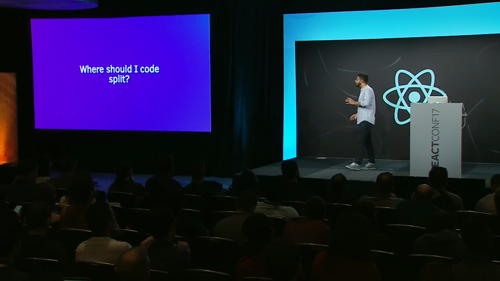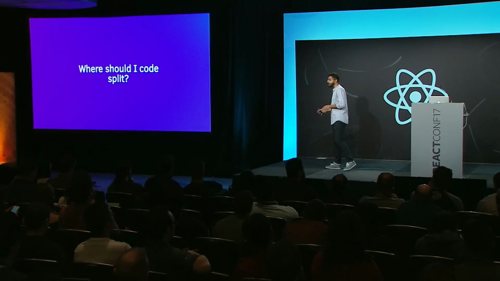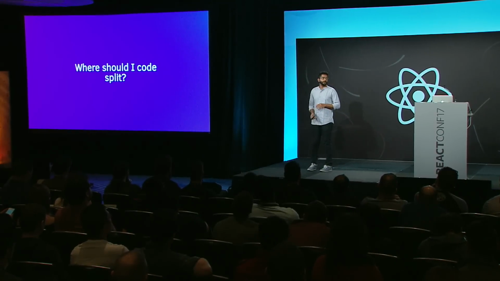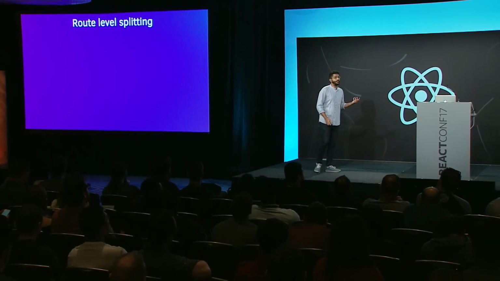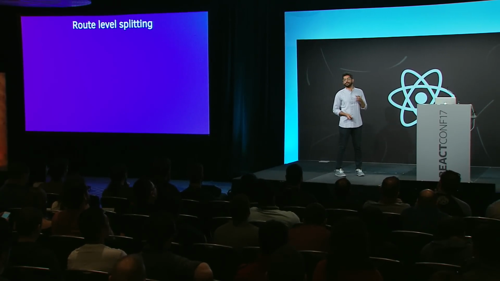Now, the next question that comes to mind is, where should I code split? So we know that we need to do it. We know how to do it, but where should I code split? Route level splitting. This is probably the most intuitive one. I mean, everyone sort of gets it immediately. It's almost always the best place to start. But this only works if your routes are very distinct from each other, right?